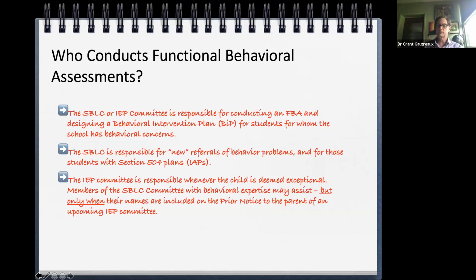So that SBLC committee is typically responsible for new referrals of problem behaviors, as well as individuals who are receiving individualized accommodation plans through Section 504 of the Individuals with Disabilities Act. Those are things that you may have learned as an undergrad through your experiences working with people in schools or as a special ed teacher. If you want more information on that, please don't hesitate to reach out.